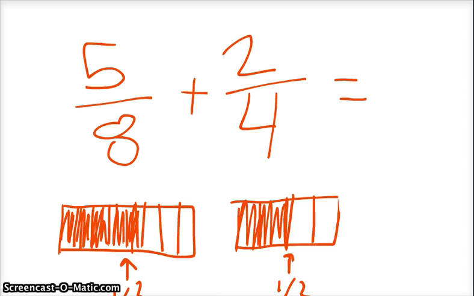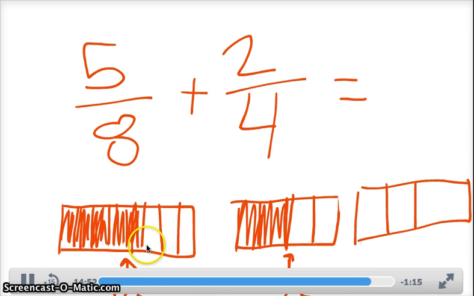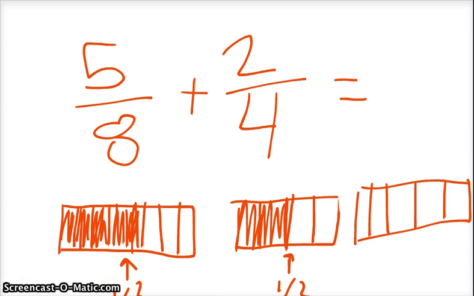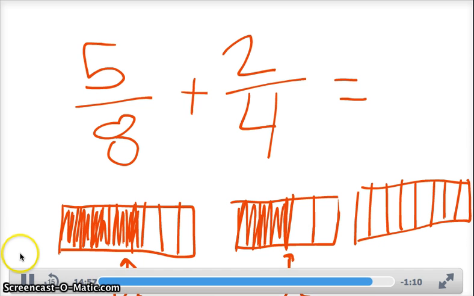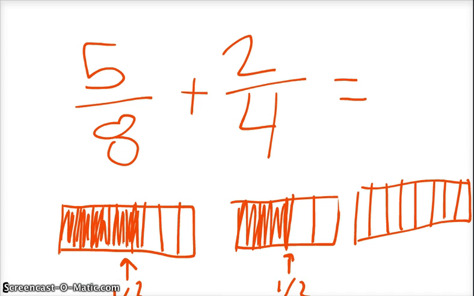Now, one thing I would like to do is make this so that we have a common denominator, or the same amount of pieces in each bar. So I would like to use our final bar with 8 pieces. So let's see.